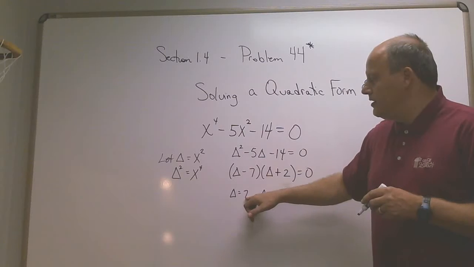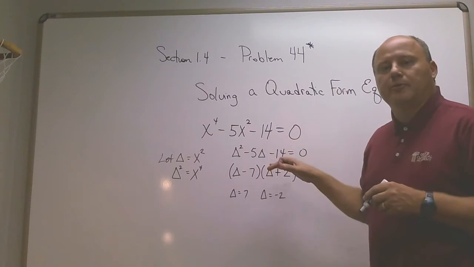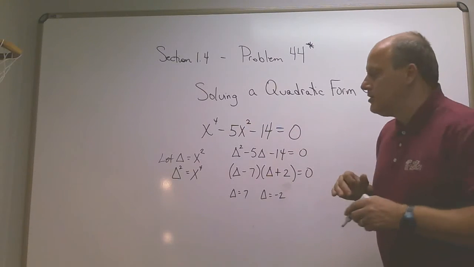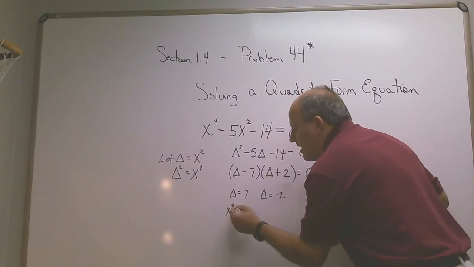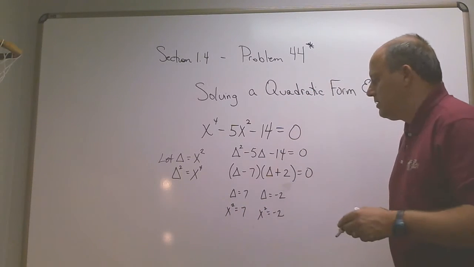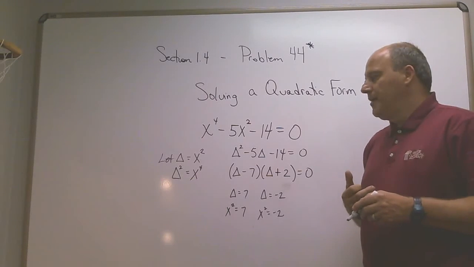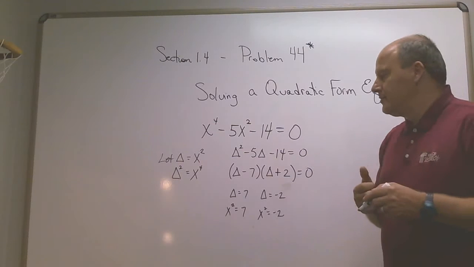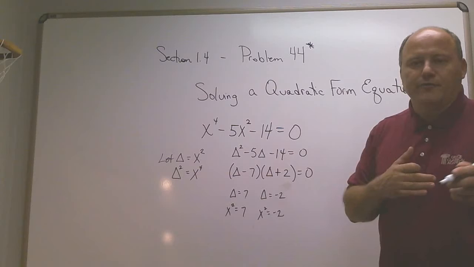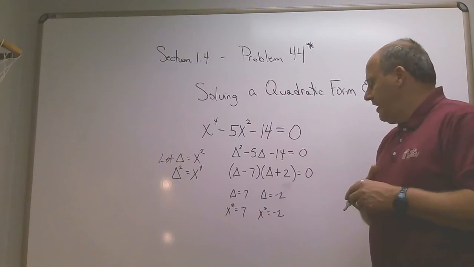We have to continue. Delta is the same thing as x squared. So we go back and put our original variable back in, because the original variable is what we want to solve for. So x squared equals 7 and x squared equals negative 2. It's kind of like a temporary storage unit is basically what I call it. I have a computer science minor, so it's a substitute of one unknown for another.